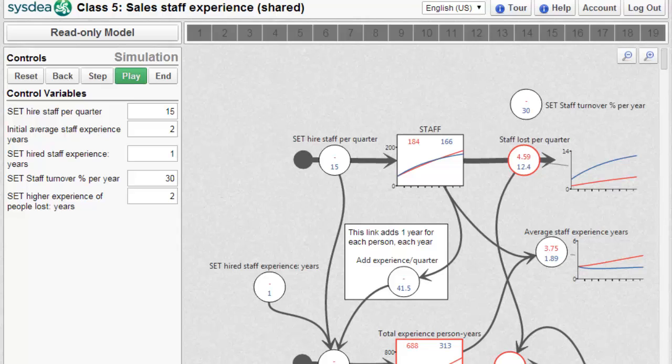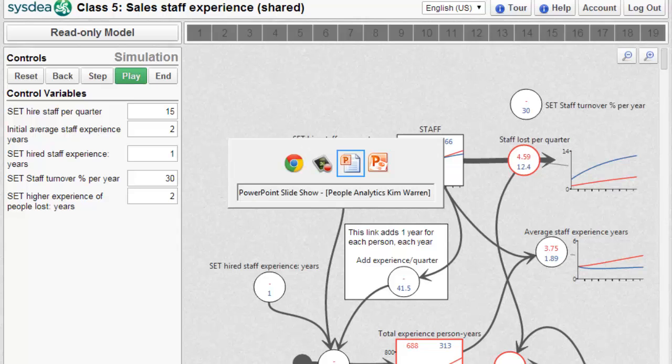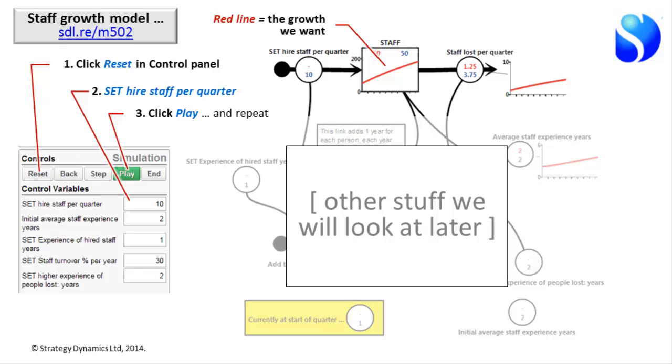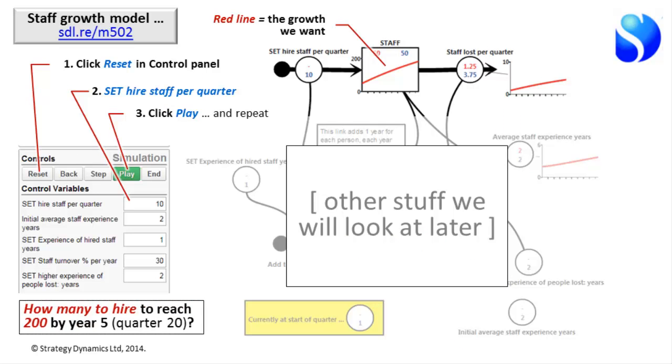And you can see that the situation is changing over time. You can't go with a single number and it'll always stay the same and always get you where you want to be. This is going to get a bit difficult, right? So that's the question that you just answered. How many to hire to reach 200 by year 5?